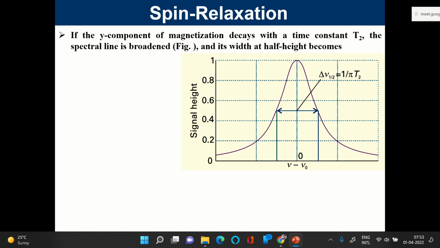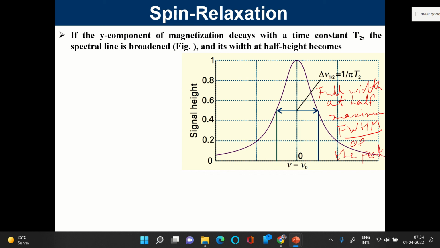spectrum. This T2 component is evaluated by measuring the width of the peak, what we call the full width at half maximum. This is also called full width at half maximum, or in short FWHM, of the peak.